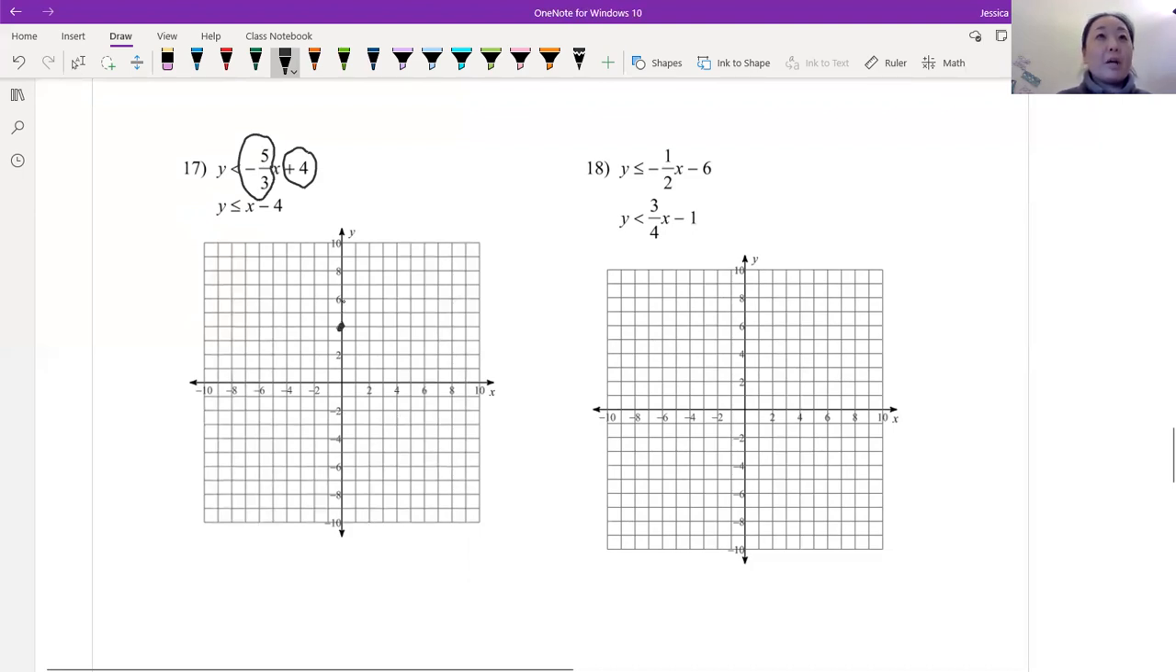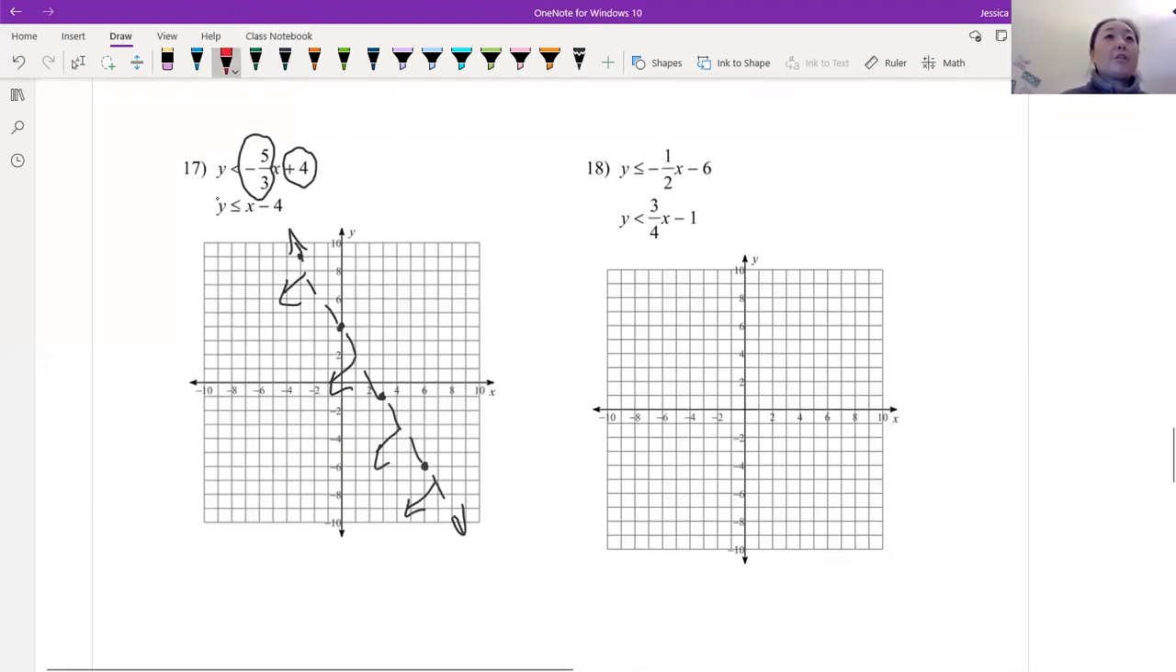I'm going to go up 5, 1, 2, 3, 4, 5. And then to the left 3, 1, 2, 3. I'm going to just go the other way too, down 5 and then 3. Is it going to be solid or dotted? It's going to be dashed, because there's no equal to sign underneath it. And it is y is less than, so we're going to go below.